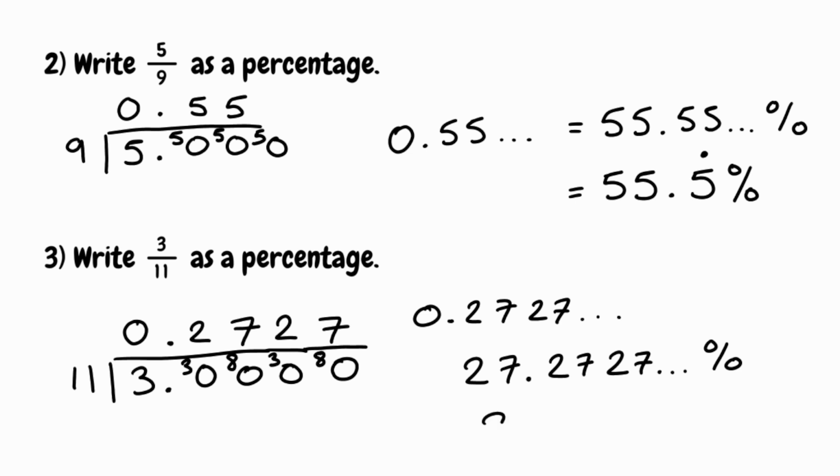We can write this as 27 point. I then want to put a dot above the first and last digit that are repeating. So because the 2 and the 7 are repeating, I can put a dot above the 2, and then finally a dot above the 7. And again, this is our percentage. So that would be our final answer for the percentage that's equivalent to 3/11ths.